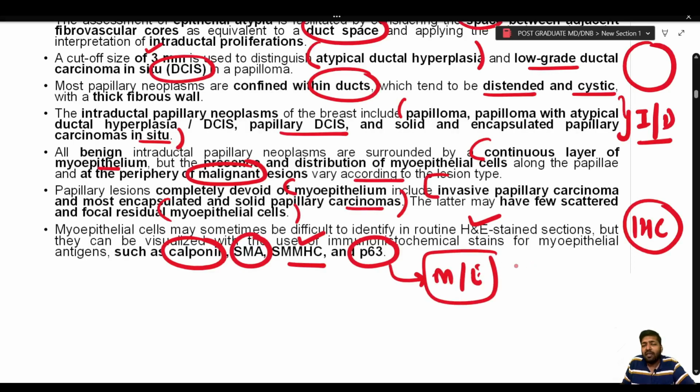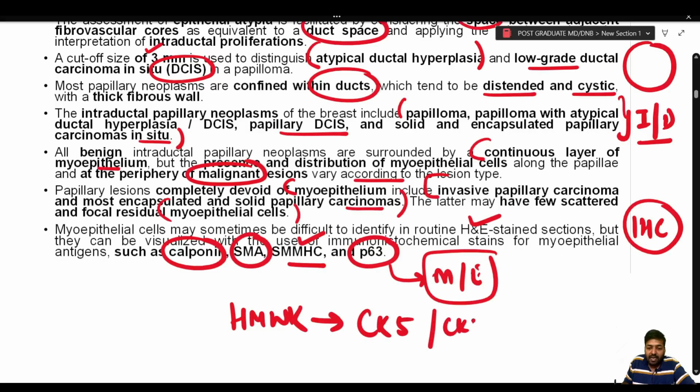Now, myoepithelial cells are also stained by certain other keratins, which we call high molecular weight keratins. What are those? For example, CK5, CK14. These are high molecular weight keratins, and they are also going to highlight the myoepithelial cells. Always remember this point.